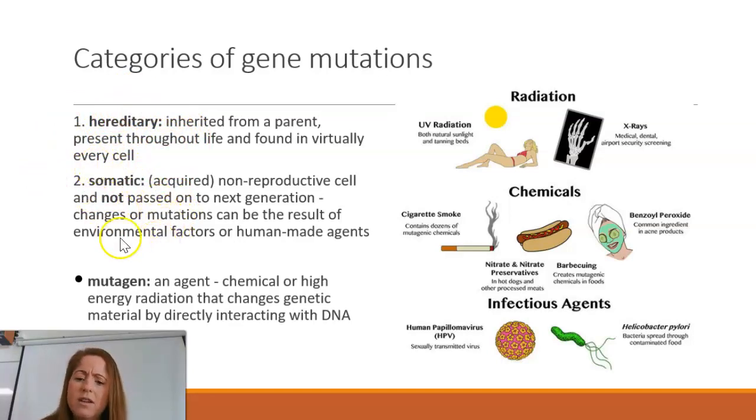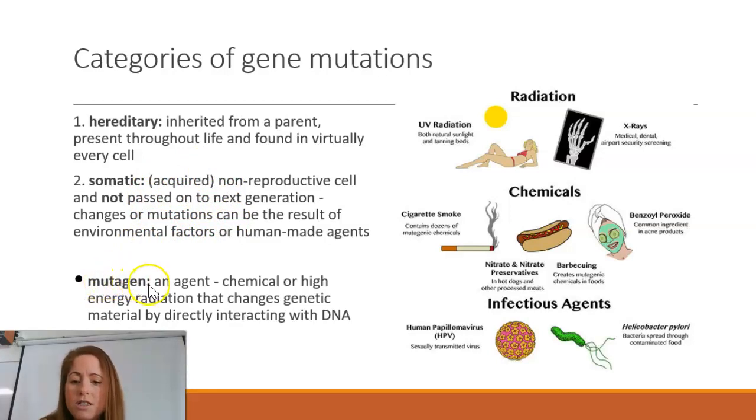And another way we can get mutations is we can acquire them within our lifetime in our non-reproductive cells. So if it doesn't happen in my eggs, then it's not going to be passed on to my offspring. And so an example of that is if I were to get skin cancer, that skin cancer doesn't get passed on to my offspring. All cancers would be examples of this, but there are other examples, and we'll talk about those in a minute.